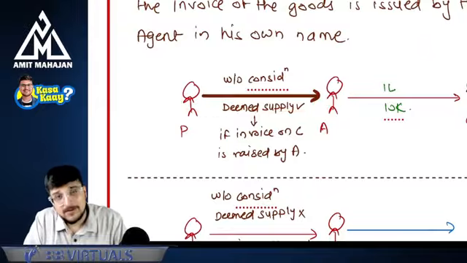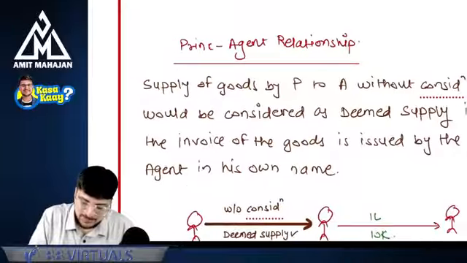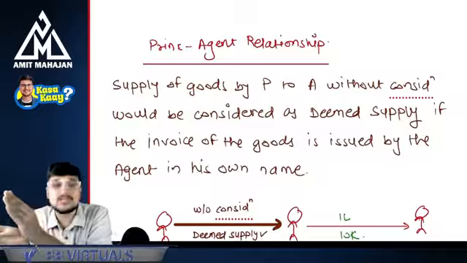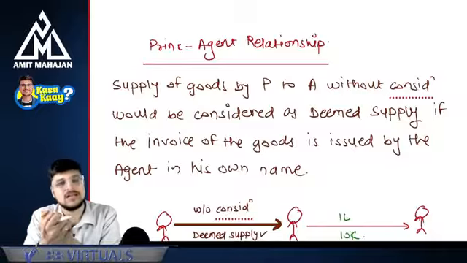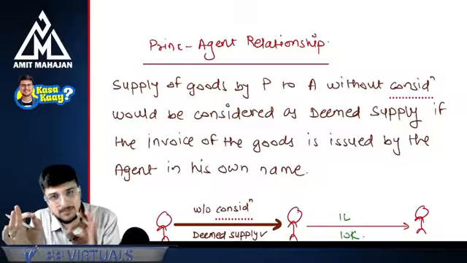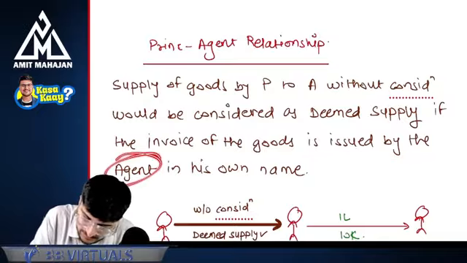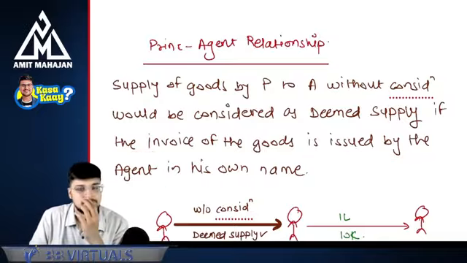Are you understanding? Perfect. So for exam perspective, you will say when there is a transfer of goods from principal to agent which is without consideration, it will be considered as a deemed supply if the invoice of the goods is issued by the agent in his own name on the customer.